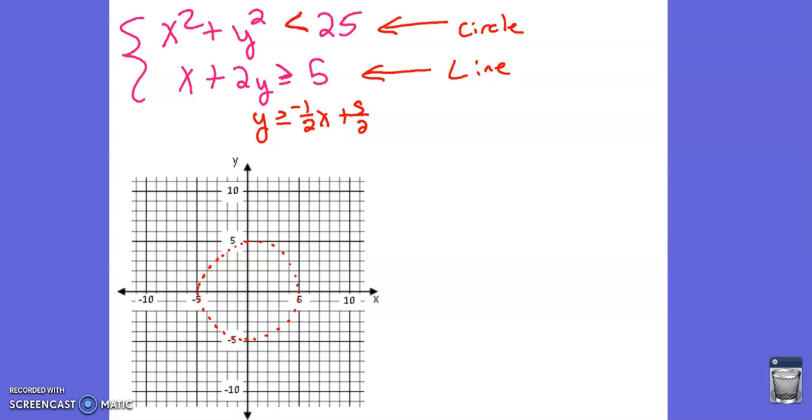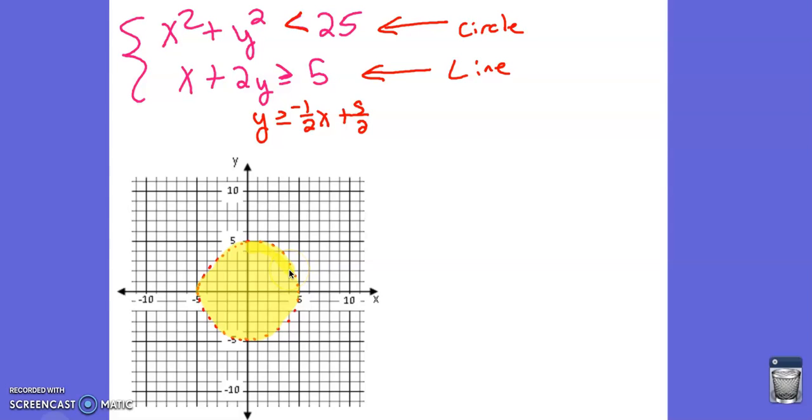So if you just focus on just the circle, less than, notice it, first of all, it's a dotted line, and then notice that it's less than, so that means I'm going to be shading on the inside of the circle. So if I shade on the inside of the circle, it's every point inside of that circle. So that's one way to look at it. We can just shade everything on the inside of that circle.